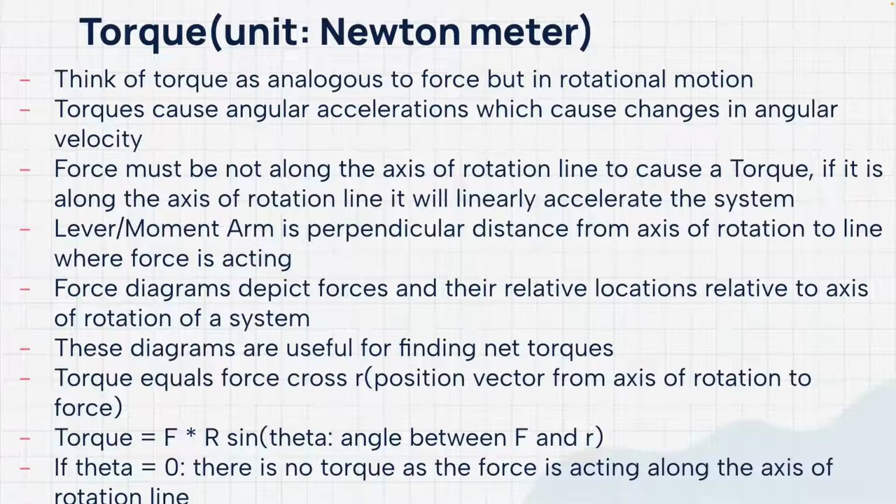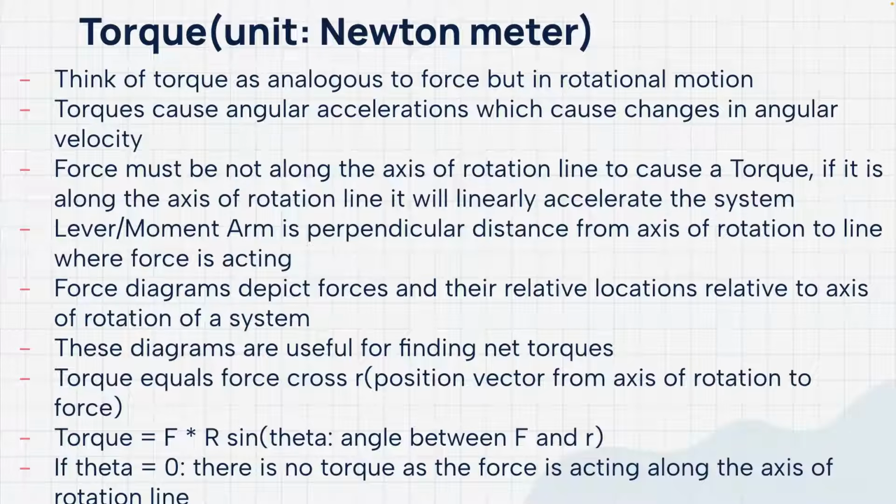Let's say you have a ruler. If the ruler is just in the air, it'll rotate about its center. If you push directly at the center, it's just going to move flat and it's not going to rotate. But if you push any distance away from the center on the ruler, it'll rotate a bit. The lever or moment arm is always perpendicular from the axis of rotation to the line along the forces acting. Force diagrams are kind of like free body diagrams, but they include torque. They show forces in their location relative to the axis of rotation, and these diagrams can help you find net torques on a system.